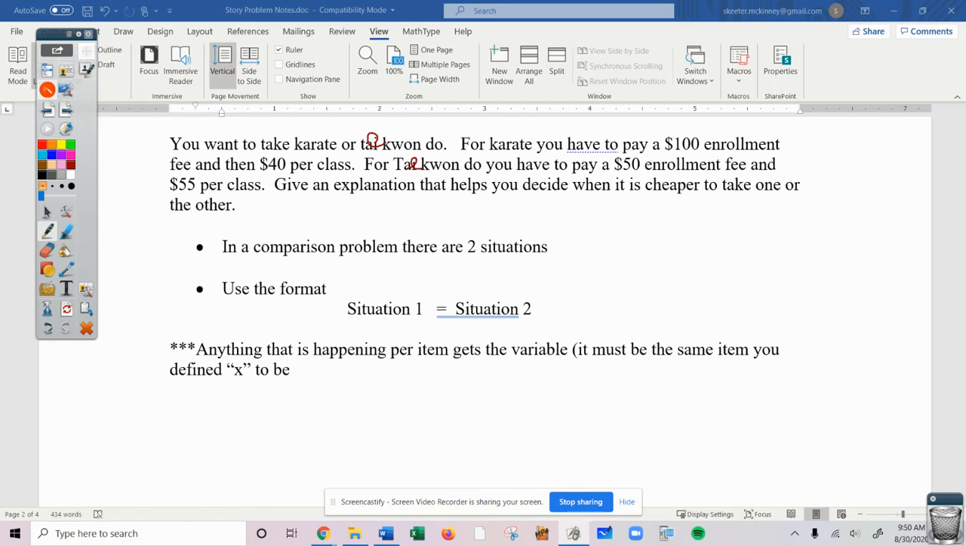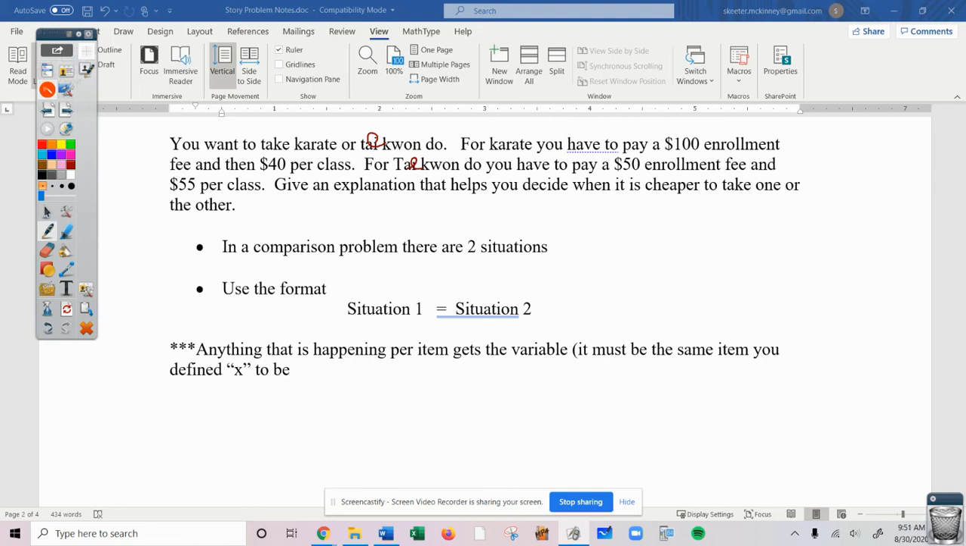But this is what happens when you have 2 options to consider. So you want to take karate or taekwondo. For karate, you have to pay a $100 enrollment fee and then $40 per class. For taekwondo, you have to pay a $50 enrollment fee and $55 per class. We want to give an explanation that helps us decide when it's cheaper to take one or the other, right? Do I want to go with AT&T or do I want to go with Verizon? Do I want to go with a 30-year mortgage or a 15-year mortgage? These are the types of things that you need to be thinking about. When is one going to be more cost effective?